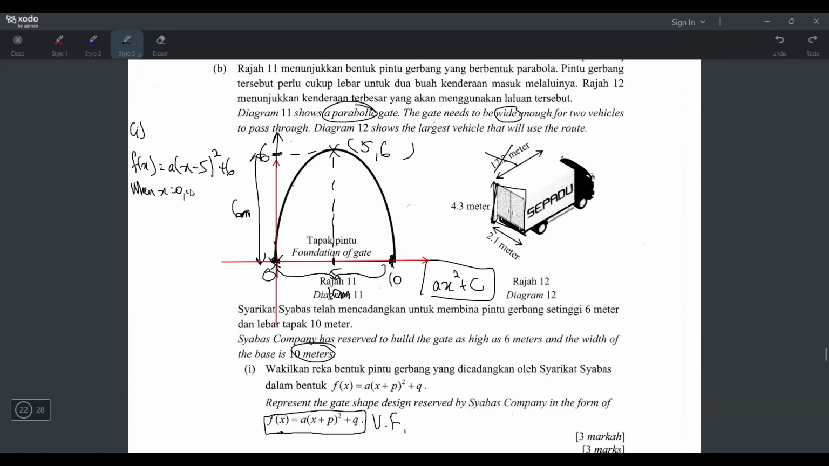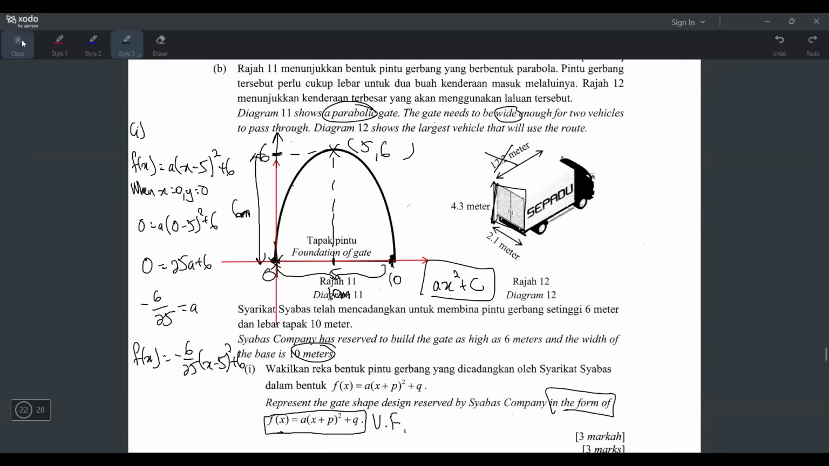So when x equals 0, y equals 0, it becomes 0 equals a bracket 0 minus 5 squared plus 6. So to find a, negative 5 squared is 25, 25a plus 6. So your a is negative 6 over 25. And after getting the a, you should put it back into the equation and write the whole thing. f(x) equals negative 6 over 25, (x minus 5) squared plus 6. So the question asks us to write in vertex form. So this is the vertex form.